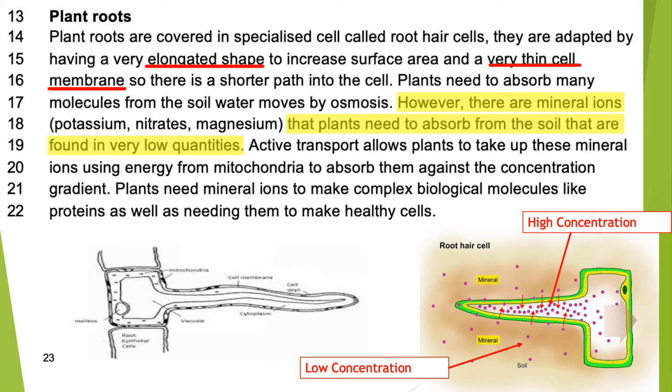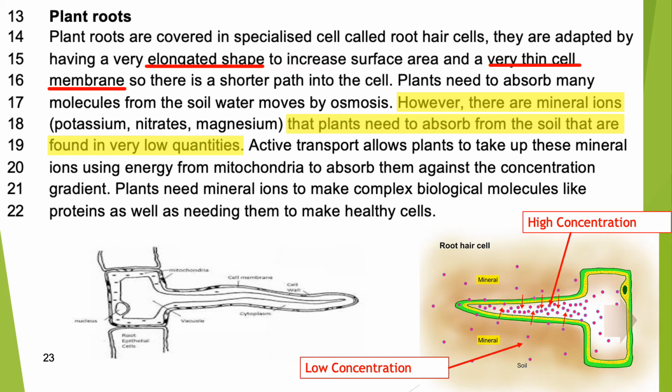And this plant is just trying to get as much of the nutrients it needs, right? Because it doesn't know when the next time it's going to get this. So what it does is it goes through active transport to basically take those nutrients from the soil and forcefully take it into its cell. So active transport allows plants to take up these mineral ions using energy from mitochondria to absorb them against the concentration gradient, right? This makes sense because every cell in plants and animals has lots and lots of mitochondria. And mitochondria enables them to have that energy to absorb more nutrients from the soil.